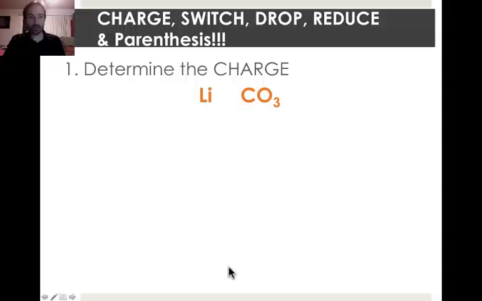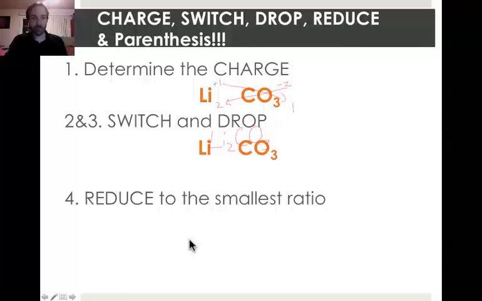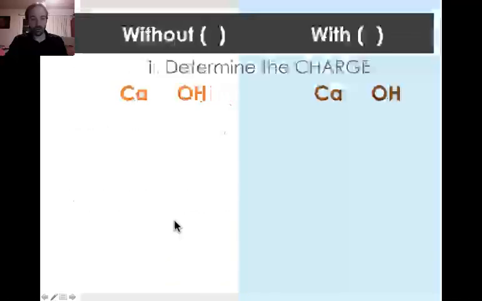Okay, let's look at an example of an ionic compound that contains a polyatomic. In this case, lithium combined with carbonate. Lithium has a charge of positive 1. Carbonate has a charge of negative 2. So we're going to swap and drop. 1 goes to carbonate, 2 goes to lithium. Put them together, it's Li2CO3. Easy, right? Okay, well here's the question. What happens if you need more than one of your polyatomic?